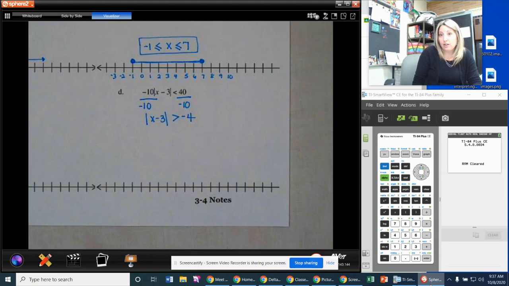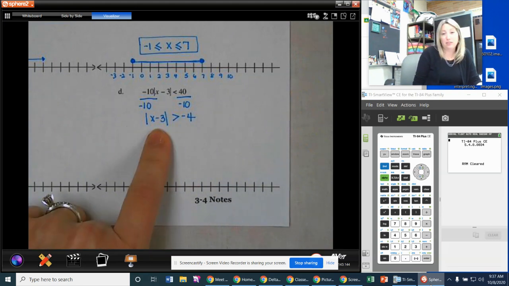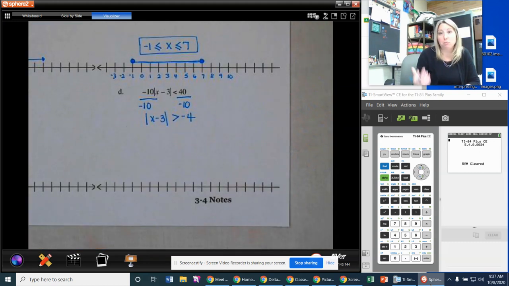In this scenario, you don't get to say no solutions for negatives because this is saying that the answer is going to be greater than -4. That's possible. It's possible for absolute value to be greater than -4. So you still got to go.